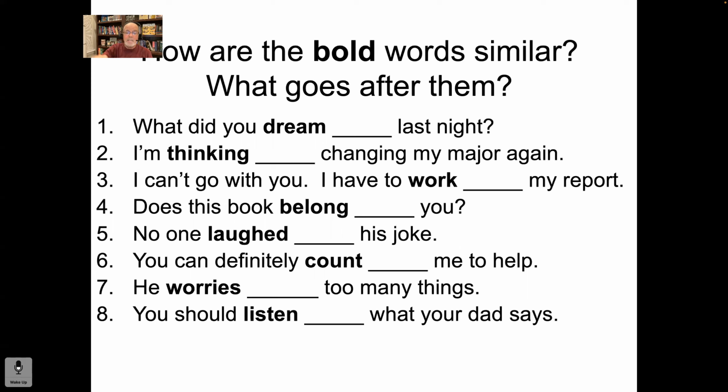I don't care if it's me, you, the cat, the dog, good weather. We don't need to know what's coming next. Unlike most prepositions, right? On the table, in June, where the word after matters, right? But the point is, these bold words here: dream, thinking, work, belong, laugh, count, worries, listen. What part of speech are those?